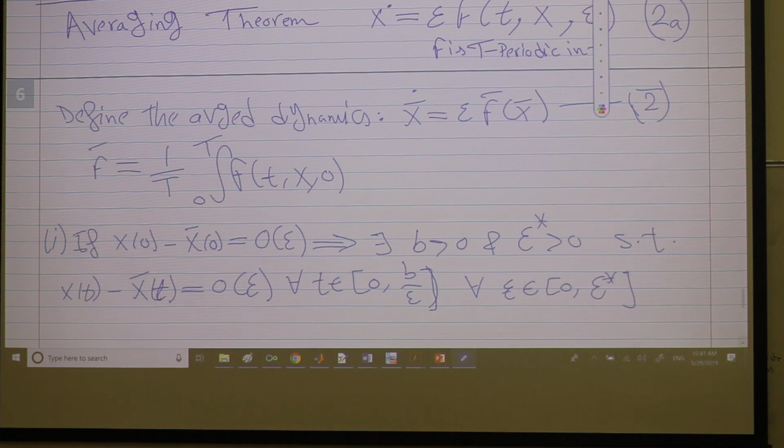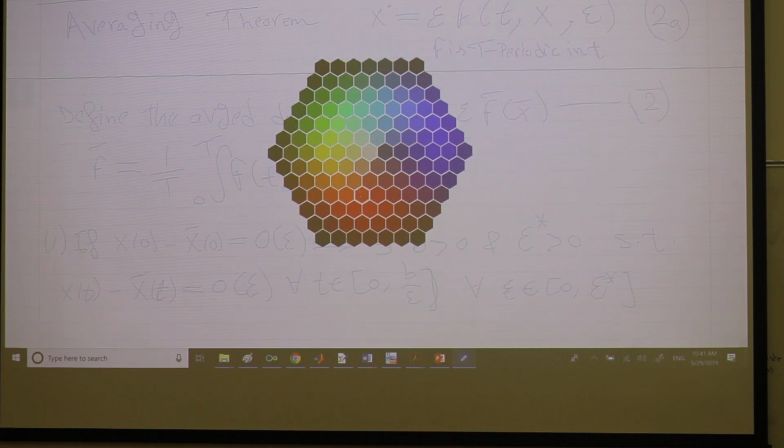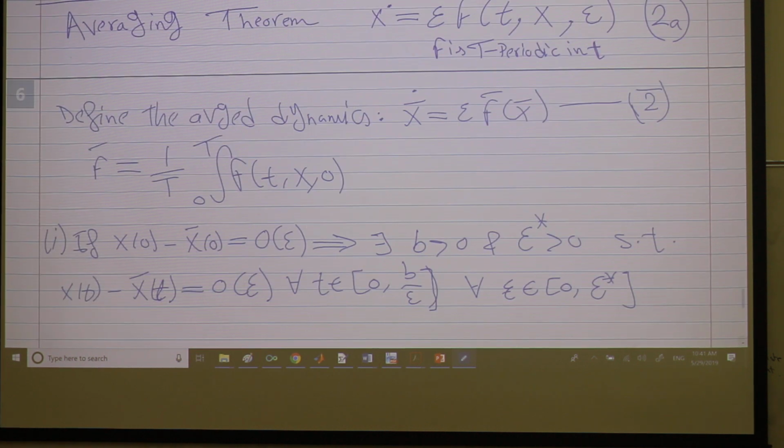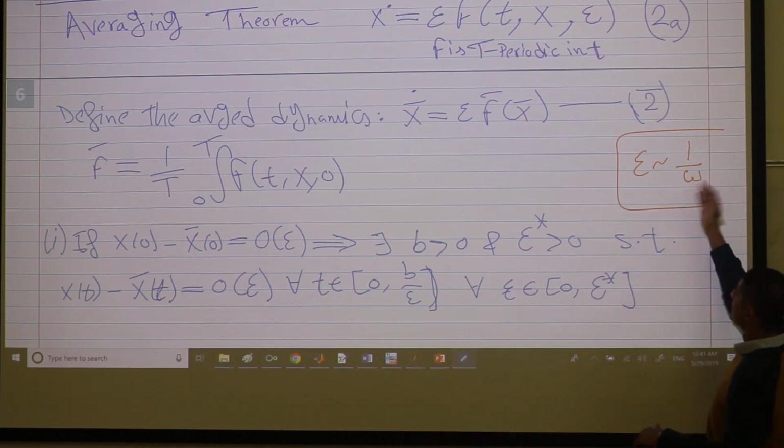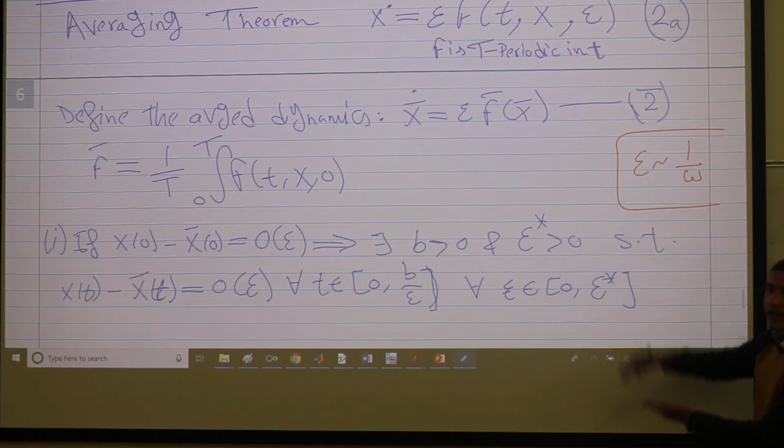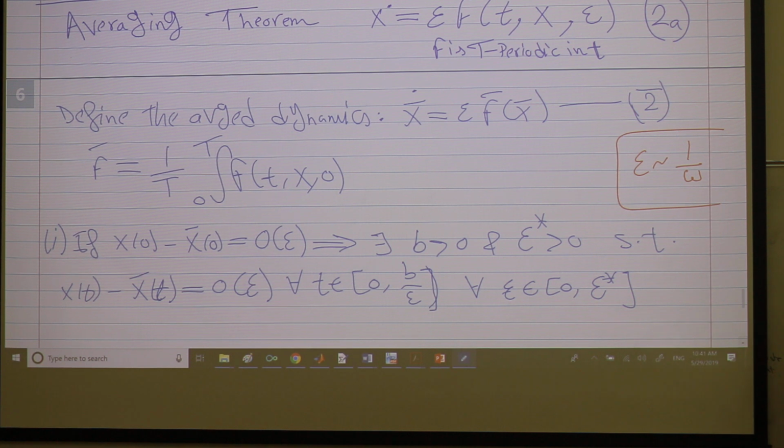You might wonder, I keep stressing epsilon, epsilon. What do you mean by epsilon? Typically, in engineering applications, epsilon is related to the reciprocal of the frequency. I am exciting my system. If I'm exciting too fast, epsilon will be too small and this will work. This matches the engineering intuition.